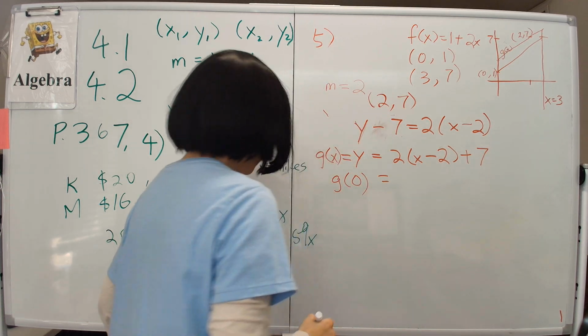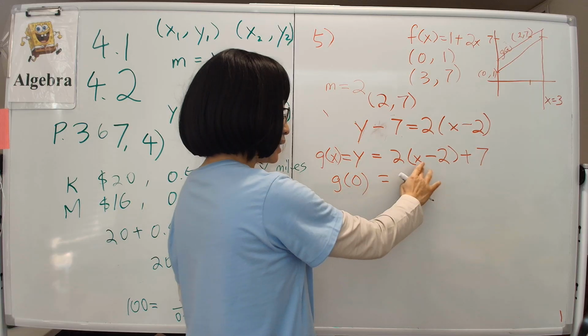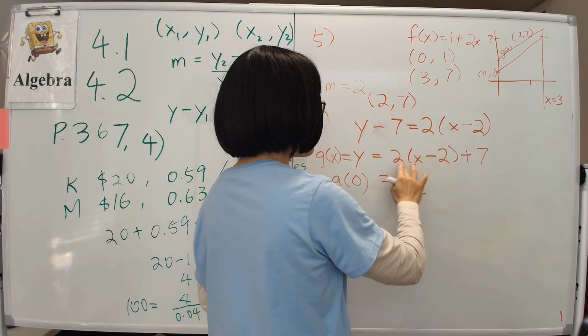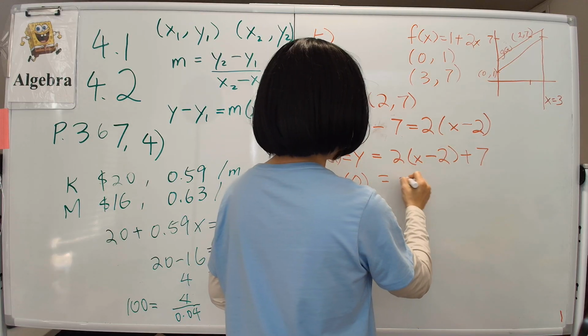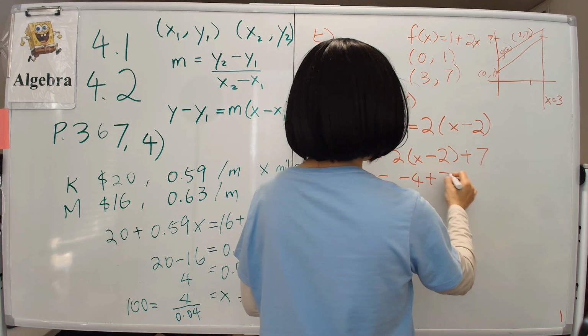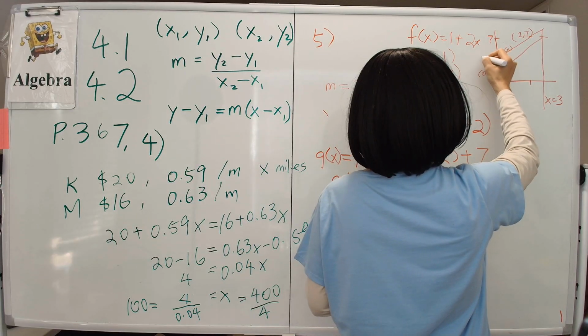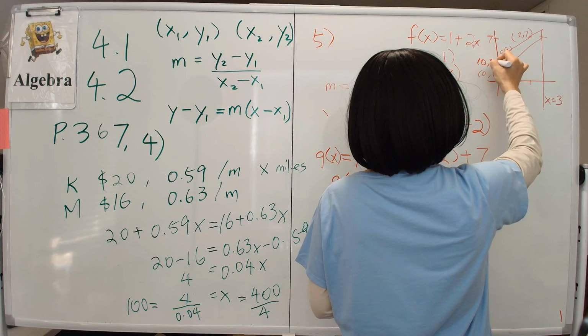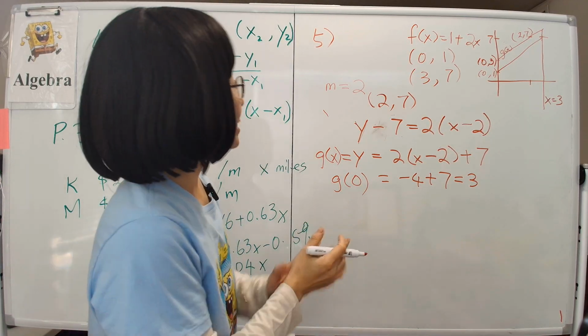Okay, that's far superior. Now, when we plug in x equal to 0, 0 minus 2 is negative 2, times 2 is negative 4. So we have minus 4 plus 7, and that equals positive 3. So this point is at 0, 3. And that's what we're looking for, because what we're looking for is the area of this thing, okay?